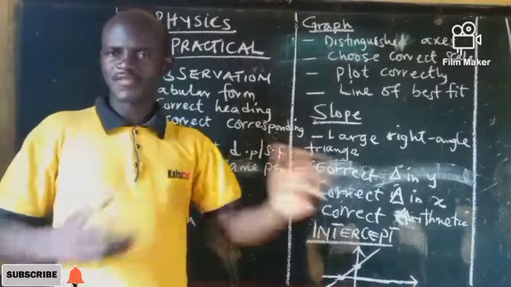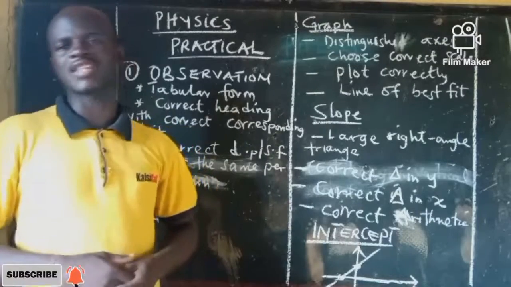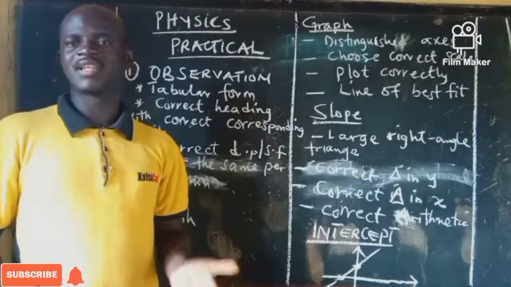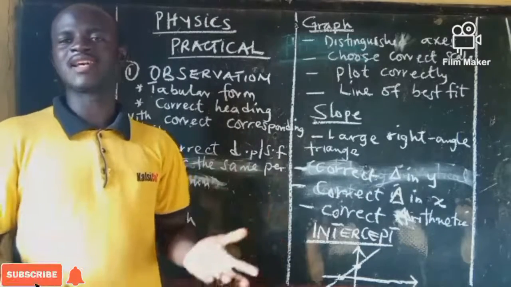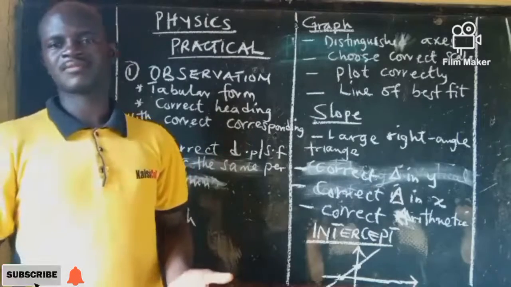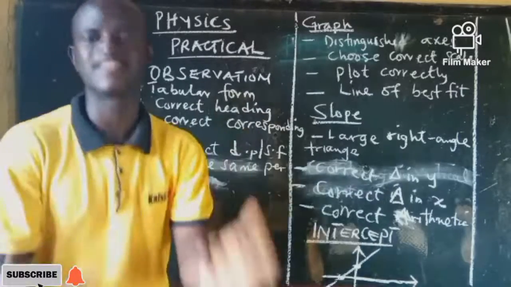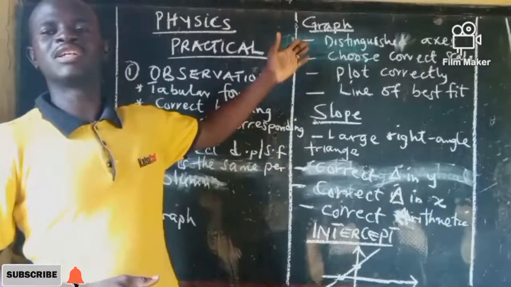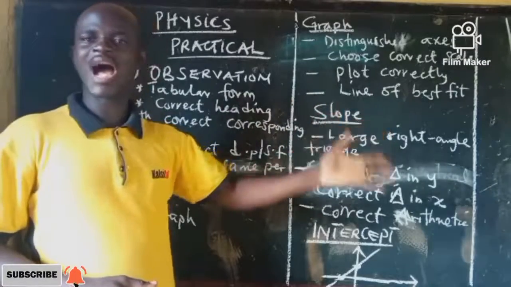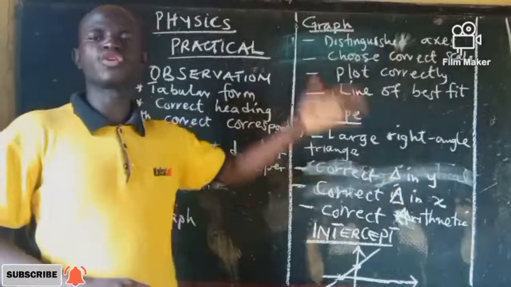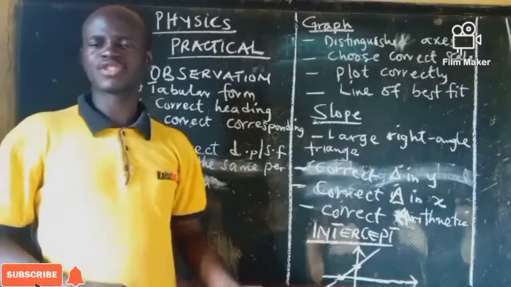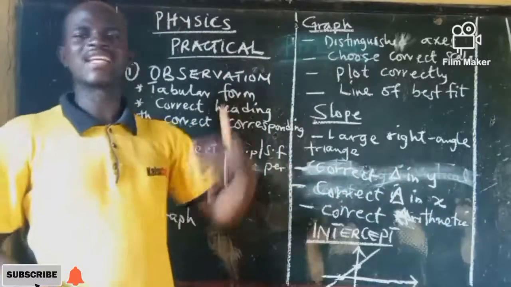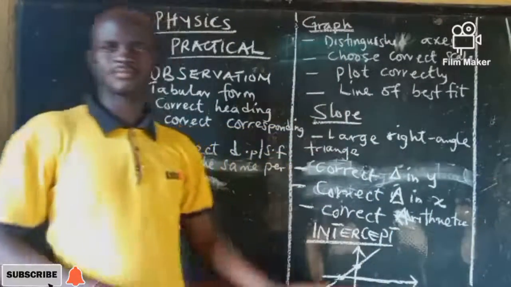What do I mean? For example, you are asked to measure the length of a thread in centimeter. Let's say the length is symbolized as L, and you have taken the measurement in centimeter. That shows that on your table, you must show the length of the thread L, and in brackets, you must put down the unit. So L is the correct heading, centimeter is the correct unit.